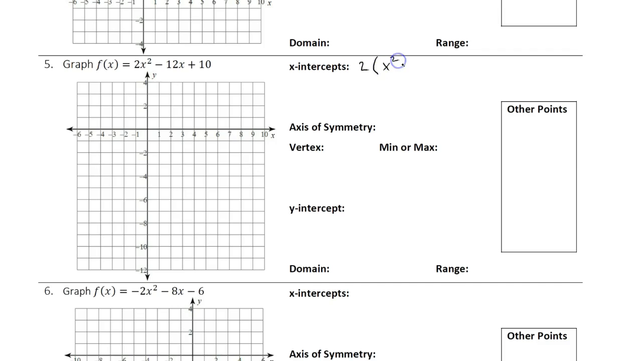Factor out 2 for 2 times (x squared minus 6x plus 5). Now factor the inner trinomial. Find two numbers that multiply to make 5 but add to make -6. These are -1 and -5. Now we have 2 times (x - 1) times (x - 5). Now pause the video and try the rest yourself.